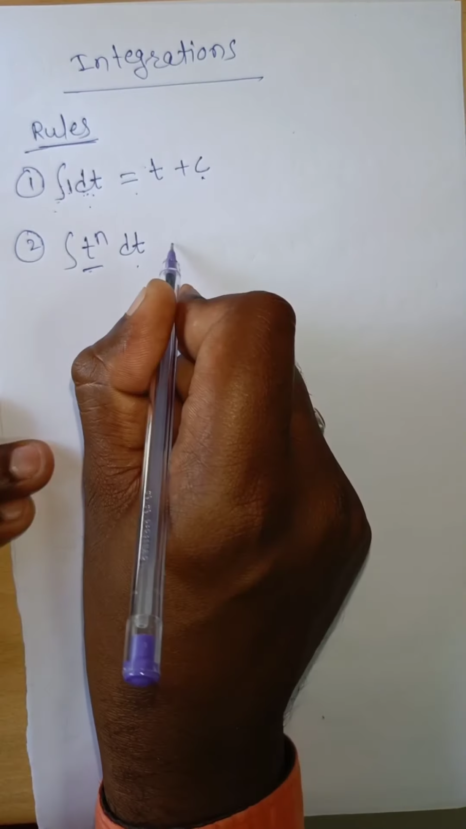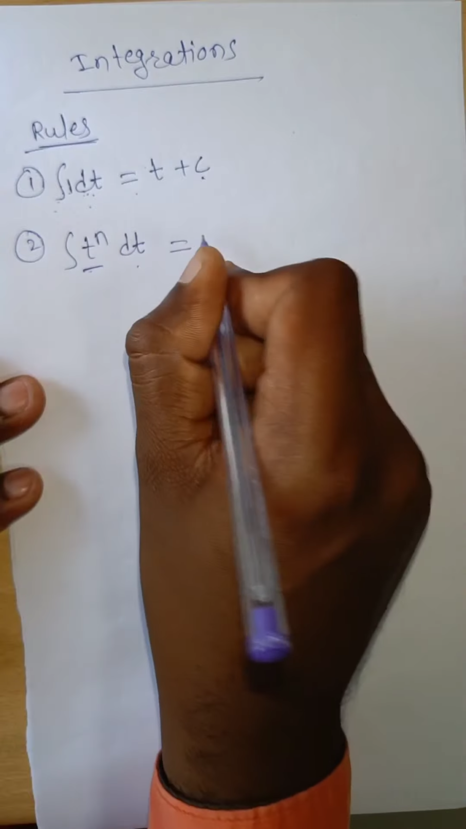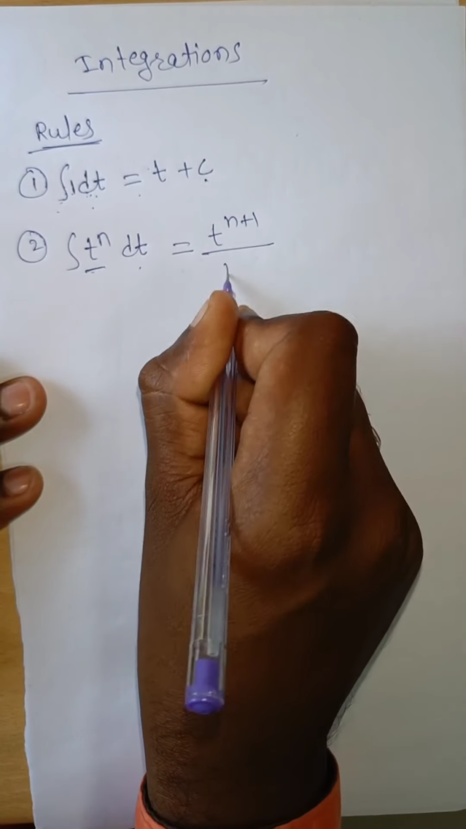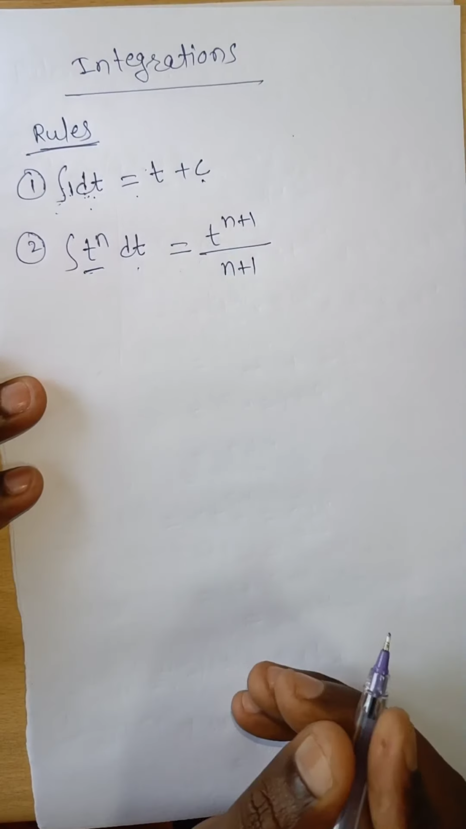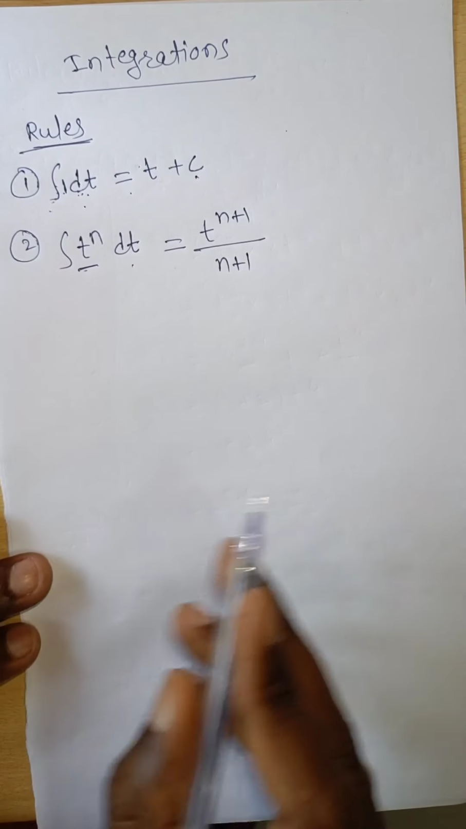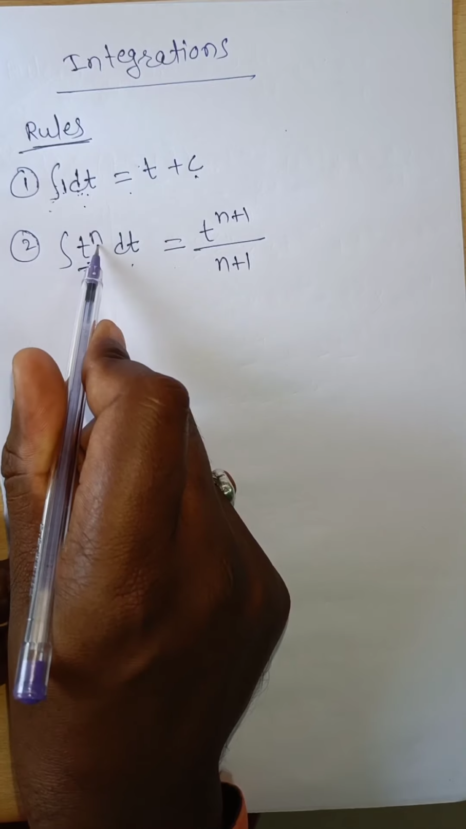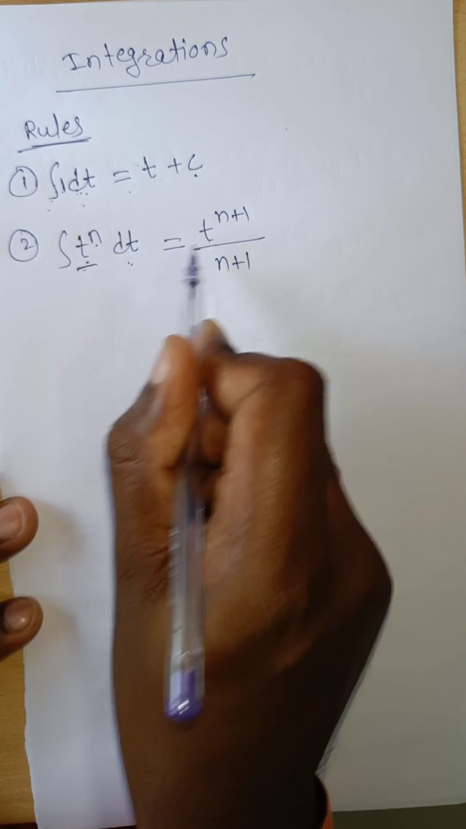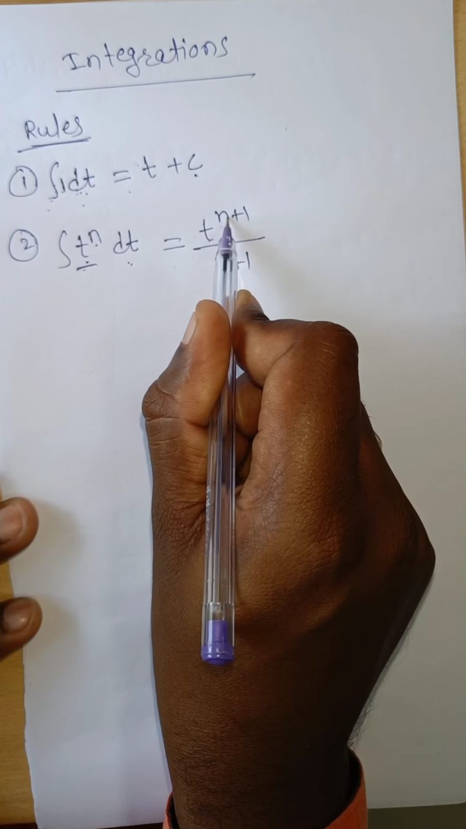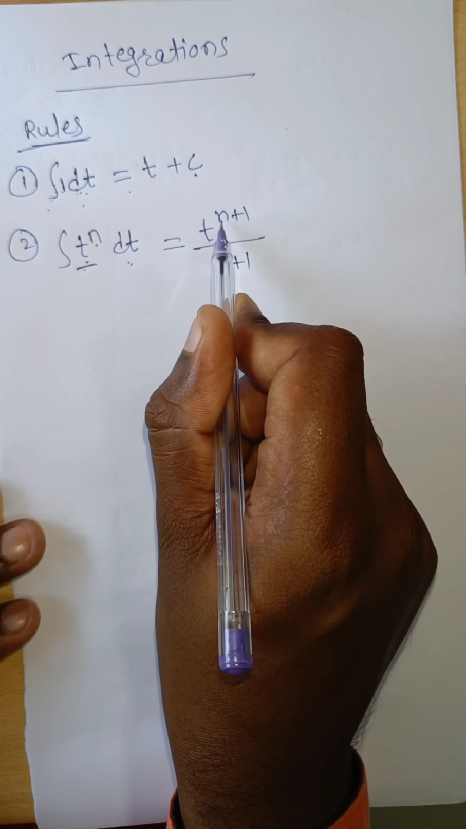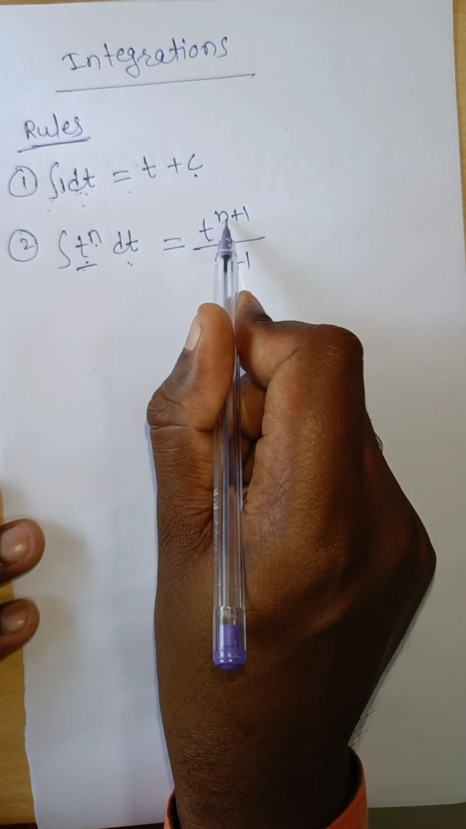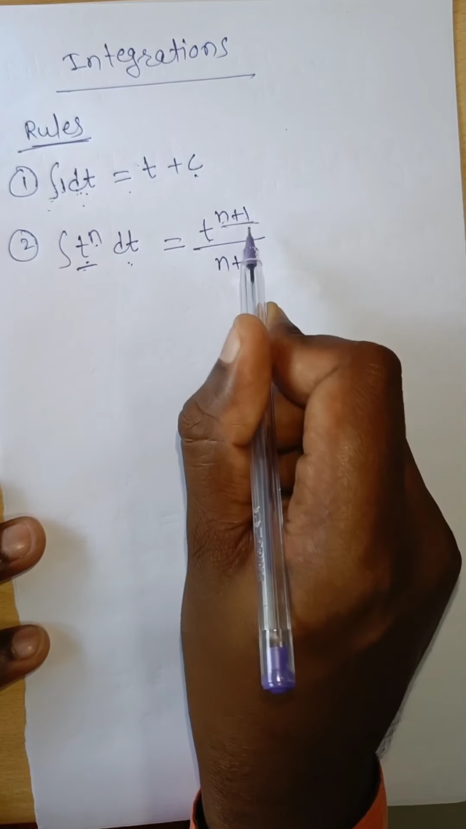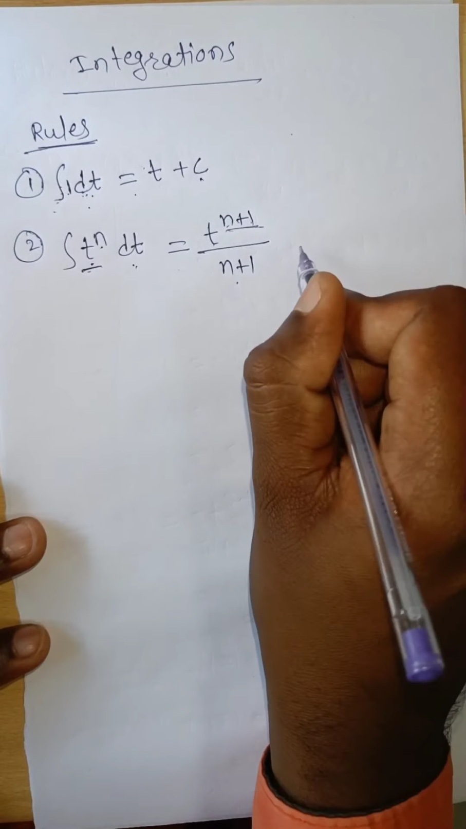Integration of t to the power of n is t to the power of n plus 1 divided by n plus 1. The rule is: integration of t to the power of n dt is t to the power of n plus 1 divided by this new power n plus 1, where the power is increased by 1.